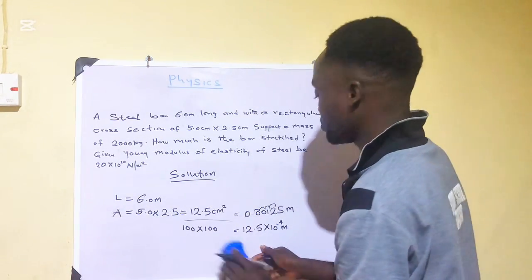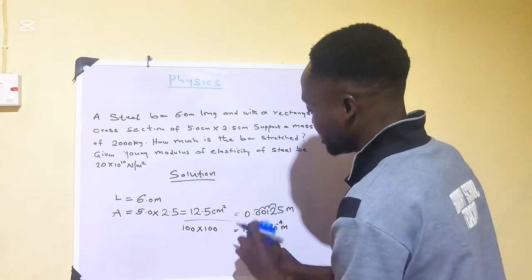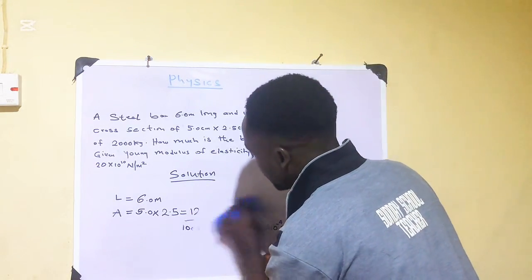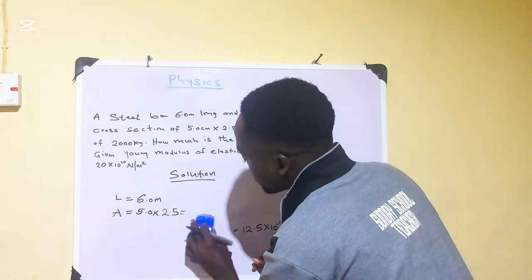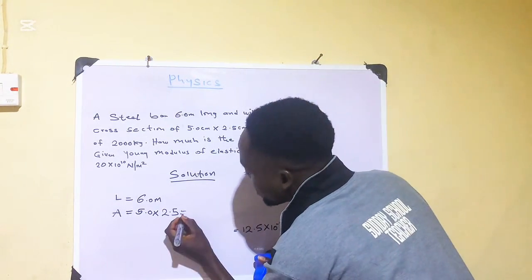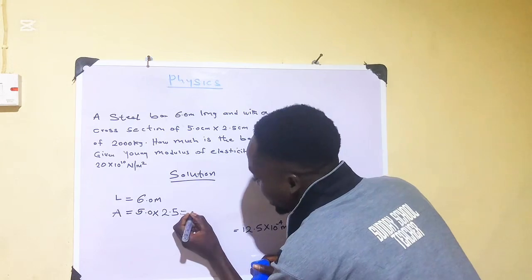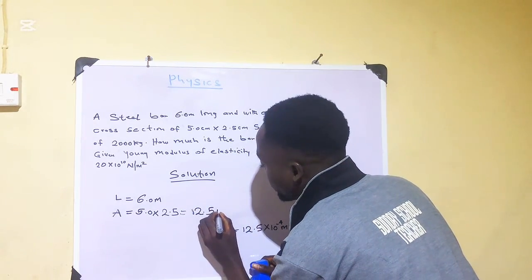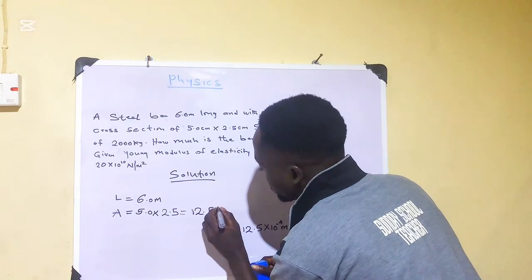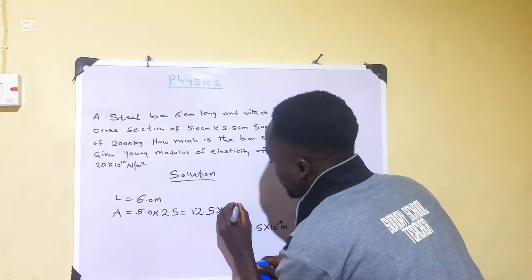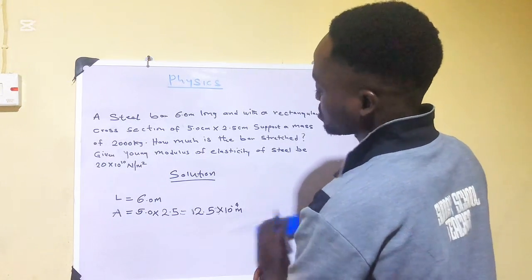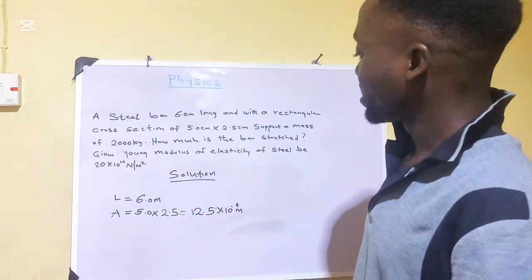That's for this one. So I'm just going to clean this one because this is the main thing that I need. So my area is given as 12.5 times 10 to the power of minus 4 meter square. Okay. Alright, now we have our area.